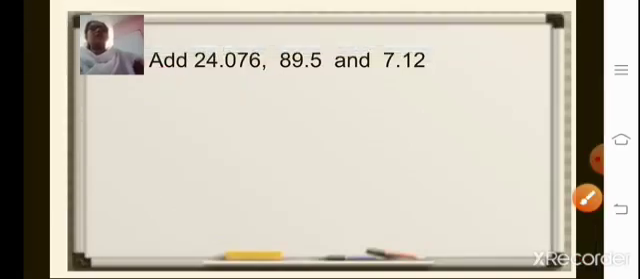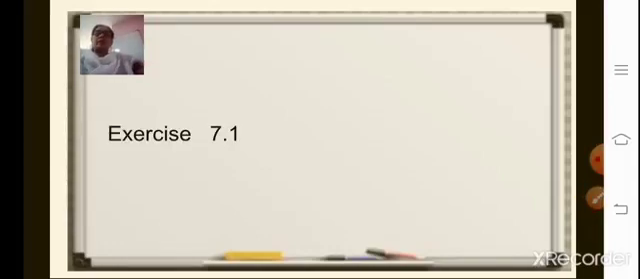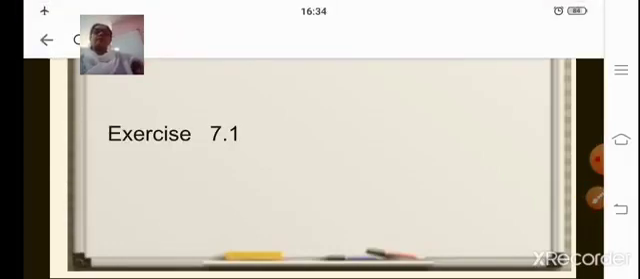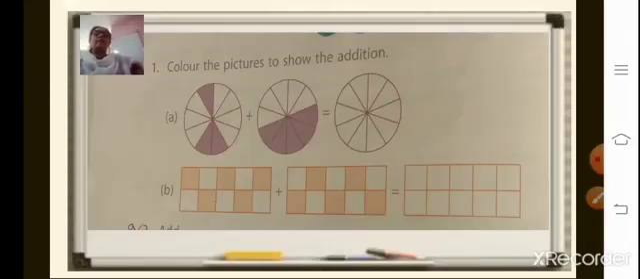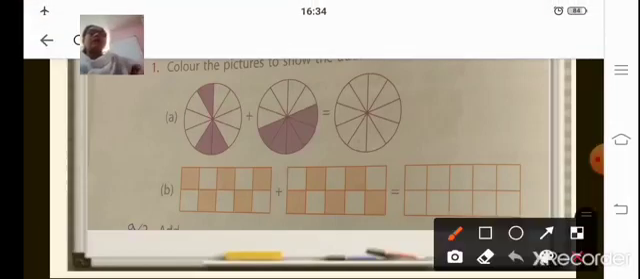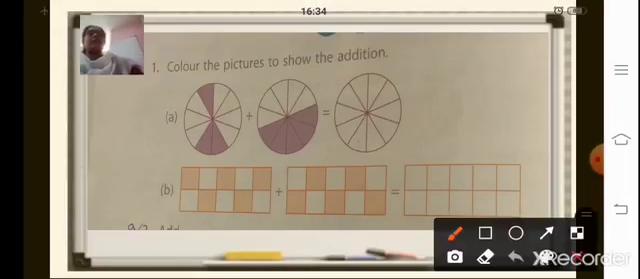So coming to the exercise part, we'll start with exercise 7.1. The first one, you can do it in the textbook itself. Color the pictures to show the addition. In the first circle 3 parts are colored and in the second circle 5 parts are colored. So you will take it as 0.3 plus 0.5. You can add the total parts colored and just color it.